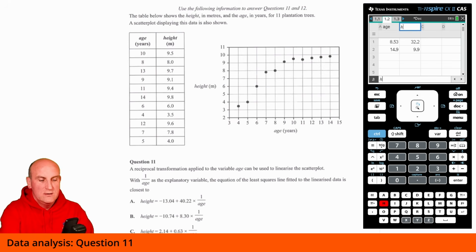So we've got age, we've got height. Sorry about that. Let's just pull that down. And then we're going to go height again, if you would be so kind. And then what I'm going to do is put the data in: 10, 8, 13, 9, 11, 14, 6, 4, 12, 7, and 5. Right, again, did I want 11 data items? Yes, I've got 11 data items.